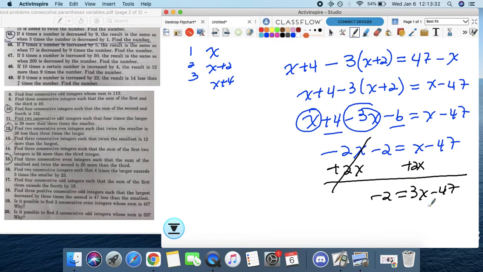So now I'm going to add 47 to both sides. And we're going to get, please tell me 47. Why? There's something wrong here. Bummer. That goes away. This is 3x and 47. I'm sorry, 49. So 47, so I'm good. Minus 2 is 45, and obviously x equals 15. So the first odd number is 15, the second one is 17, and the third one is 19. Okay? Well, finding something was a lot of work.